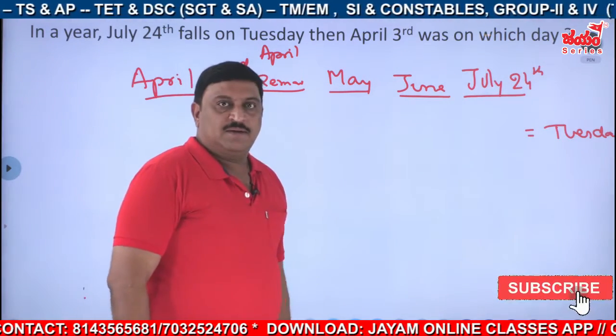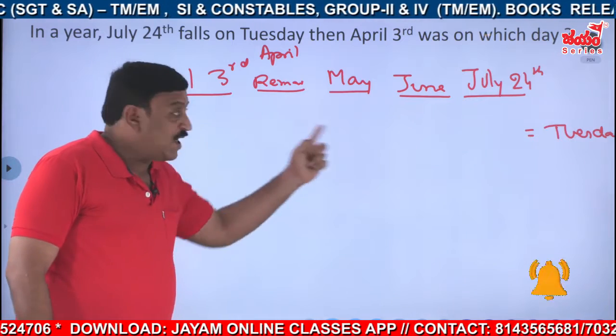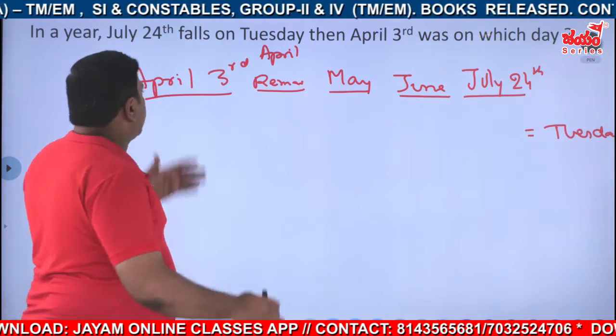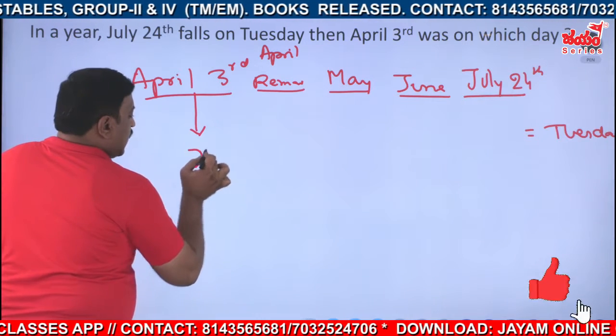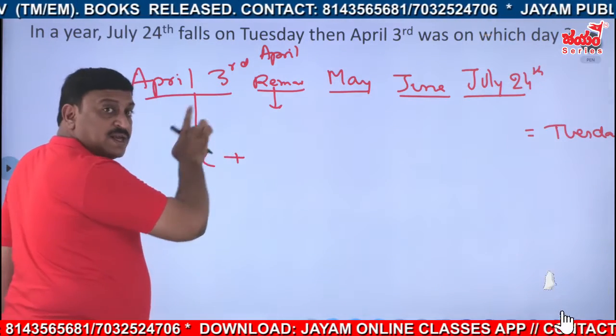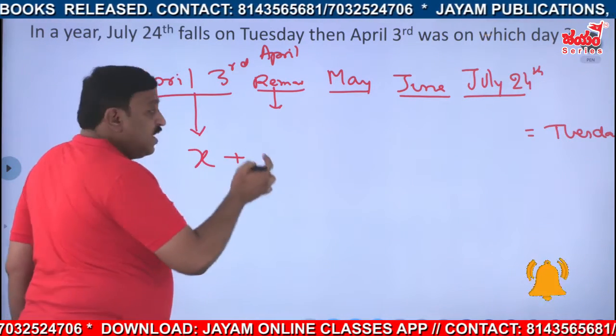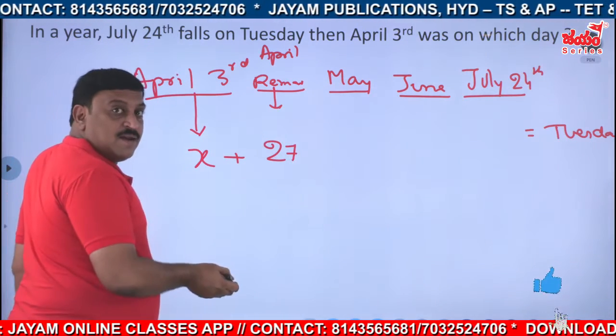July 24th then. Be cautious about this one. Once you have done this one, it will be quite easy for you now. Let us start. April 3rd, that is, put X here. We have to find out this one. Plus April remaining. 3 days are over. 3 plus how much is 30? 3 plus 27 is 30. April remaining are 27. Right?